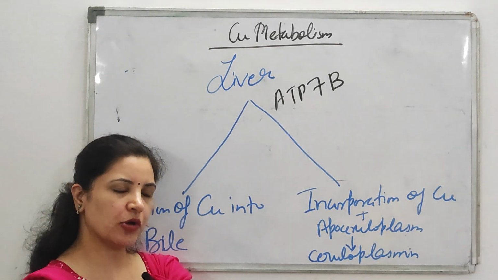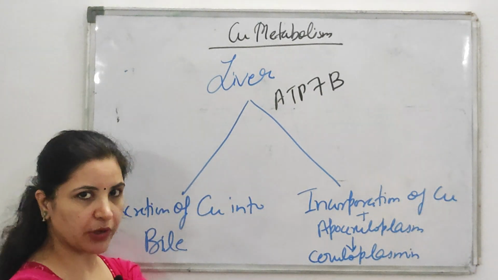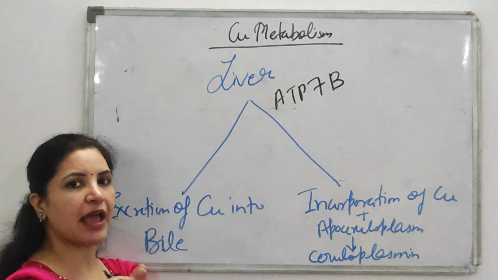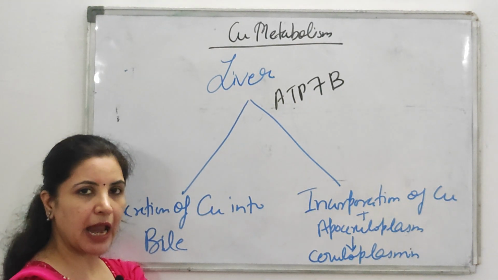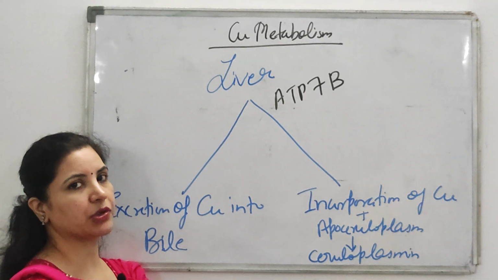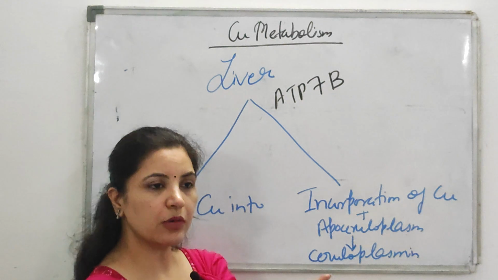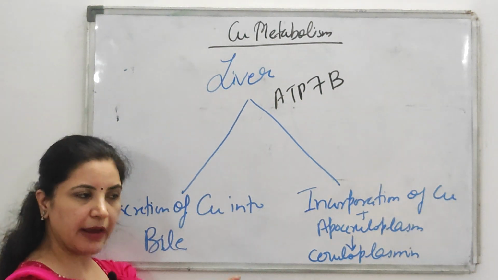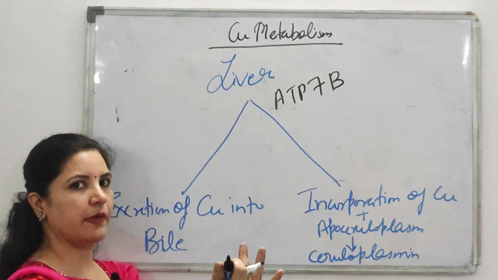That copper enters into your small intestine. And in the small intestine, there is a transporter protein, that is your ATP7A. That transporter protein, ATP7A, helps in the intestinal absorption of your copper. And second thing, what does that transporter protein do? That ATP7A will transport the copper from the small intestine to the liver.